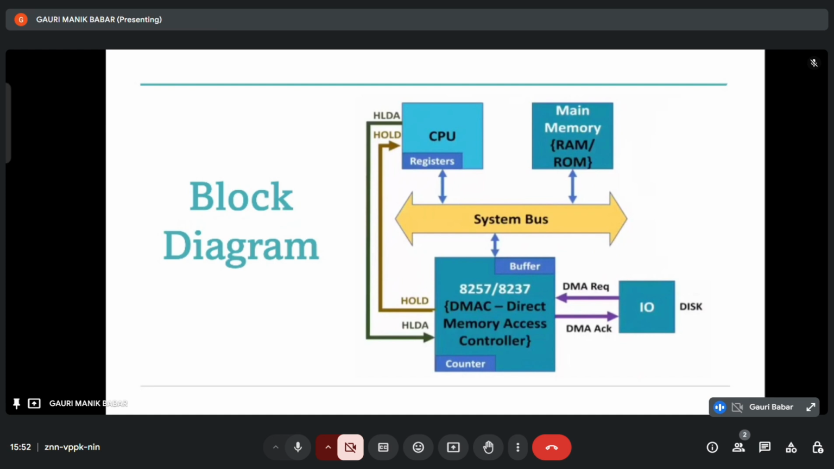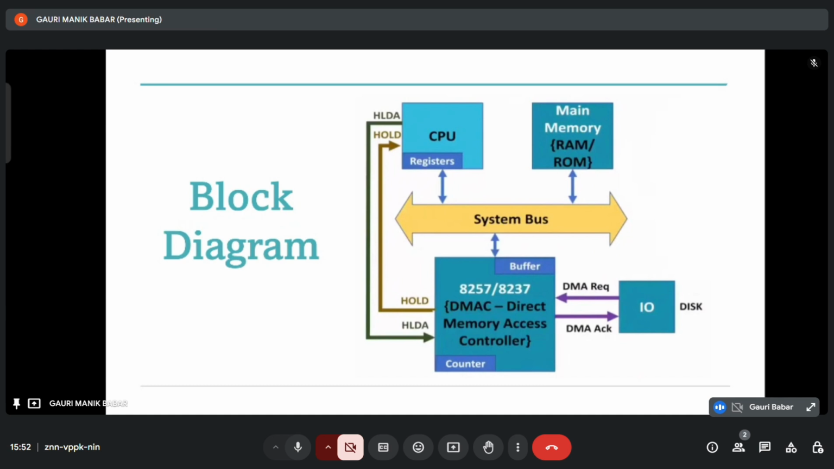So the direct memory access will wait till the disk gives a DMA request to it. Once that request comes over here, the direct memory access will ask for control over the system bus by a hold signal, and in response to that the CPU will give a hold acknowledgement. Once that acknowledgement comes, the direct memory access will tell the disk via a DMA acknowledgement that now you are ready to transfer the data.